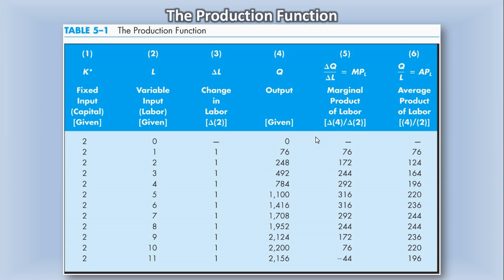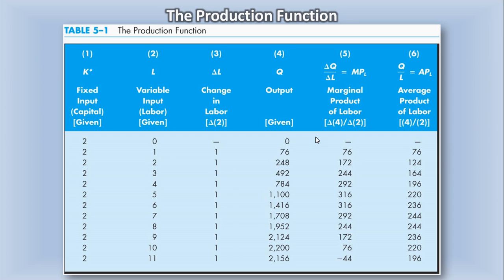All right, second unit. Second laborer hired, change in labor, obviously 1. Output increases from 76 units to 248 units. So the marginal product of labor is 172 units. The extra amount of output produced by employing that second laborer, the marginal product of that second laborer, is 172 units.